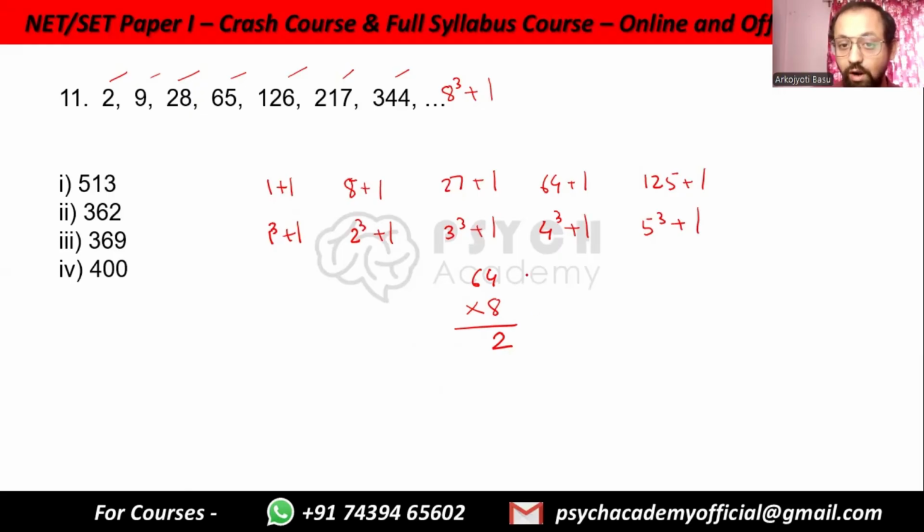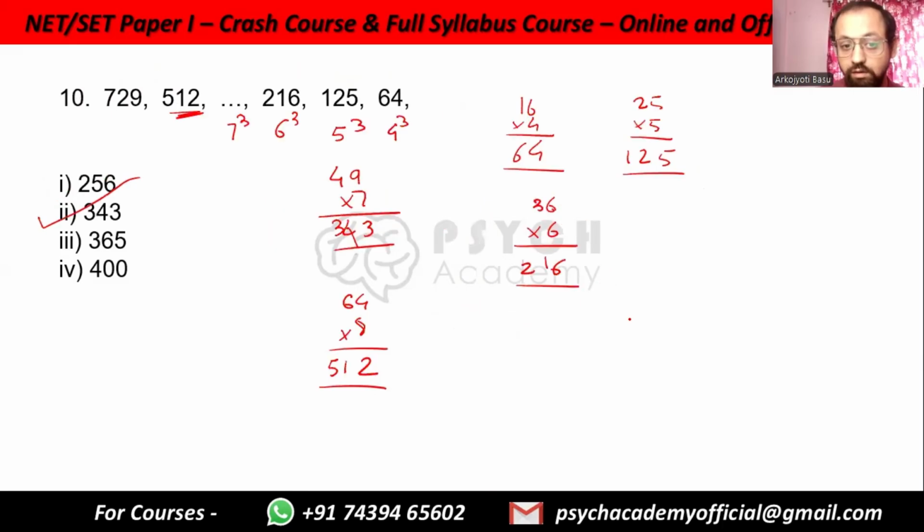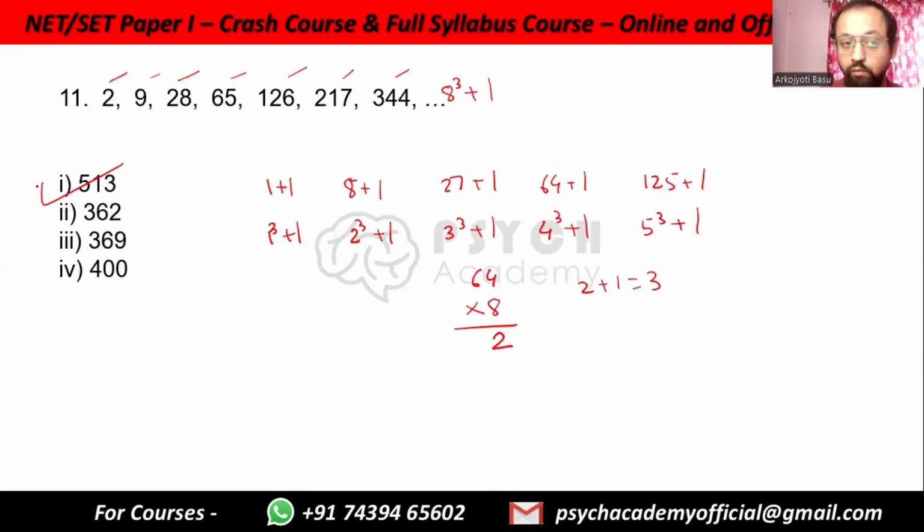Now if the end is 2 and you are just adding plus 1 to the whole thing, 8 cube plus 1, so 2 plus 1, you will get 3. So when you have only one option with 3 at the end, this is the answer. We can also calculate it. We did it in the earlier slide, that 8 cube is 512, 512 plus 1 is anyway 513, but using the logic makes finding the answers easier and less time consuming.